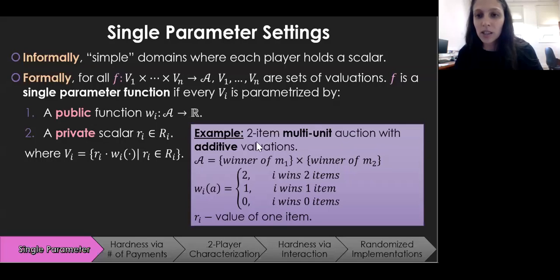Assume that the auction is a 2-item multi-unit auction with additive valuations, and so the alternatives are who wins the first item and who wins the second item. So using this kind of single parameter evaluations, we managed to express that the value of each player for winning 0 items is 0, for winning 1 item it's Ri, and for winning 2 items it's 2 multiplied by Ri.